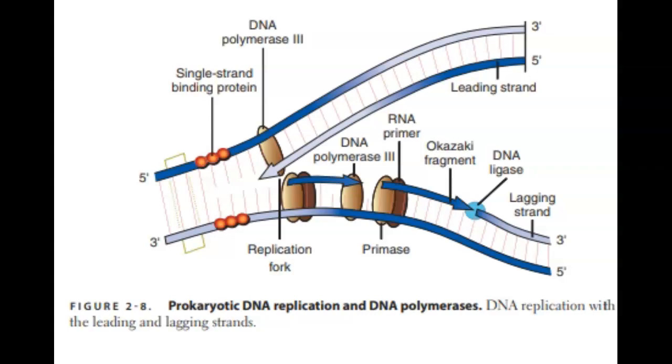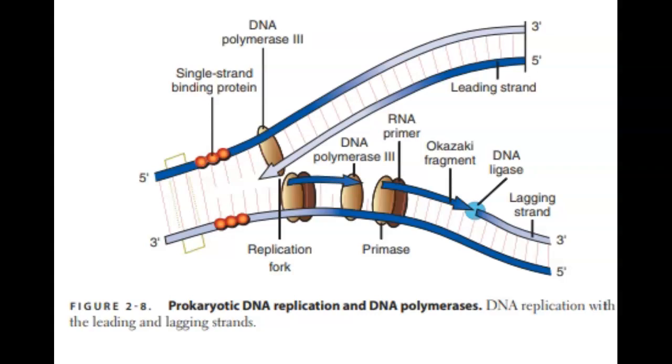DNA polymerase I degrades the RNA primer, having 5' to 3' exonuclease activity. DNA ligase. DNA ligase seals the remaining nick by creating a phosphodiester linkage.